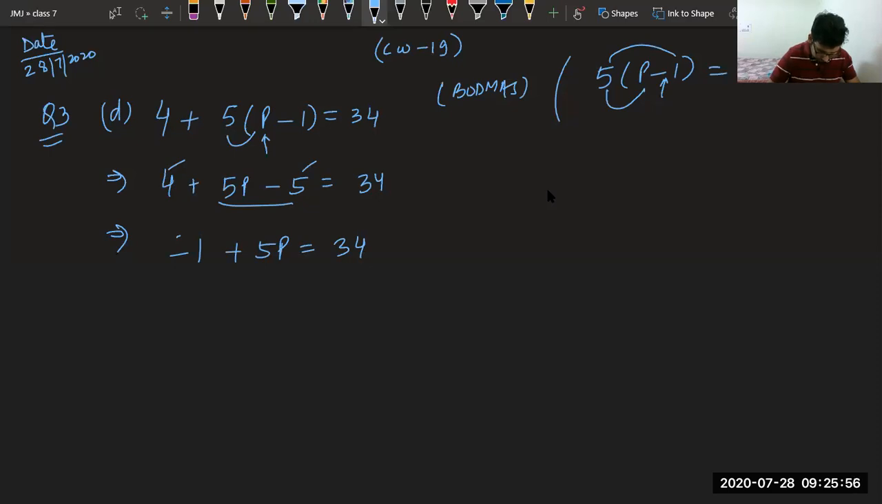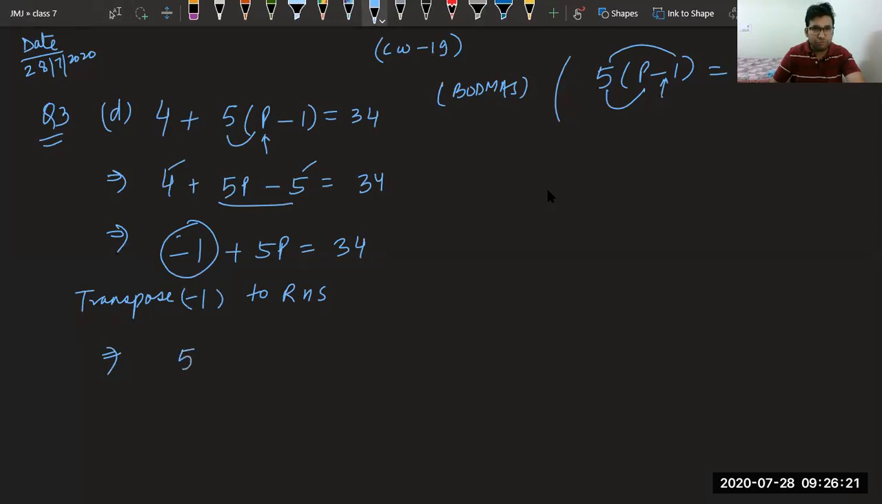Now see, after this, we have to take this minus 1 to the right hand side. So transpose minus 1 to right hand side. And we all know in this side it is subtracting. It will add on the right hand side. So it becomes 5P is equal to 34 plus 1.